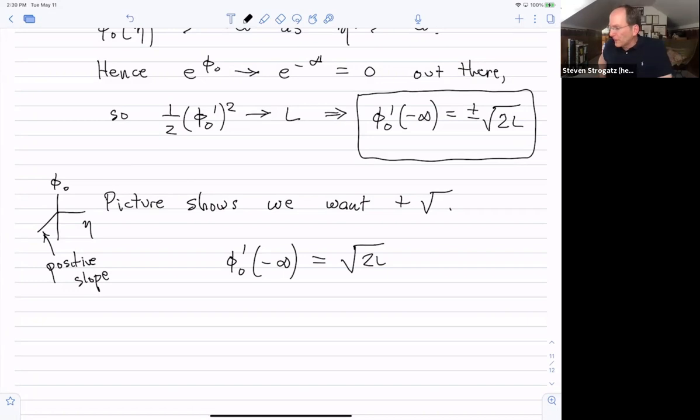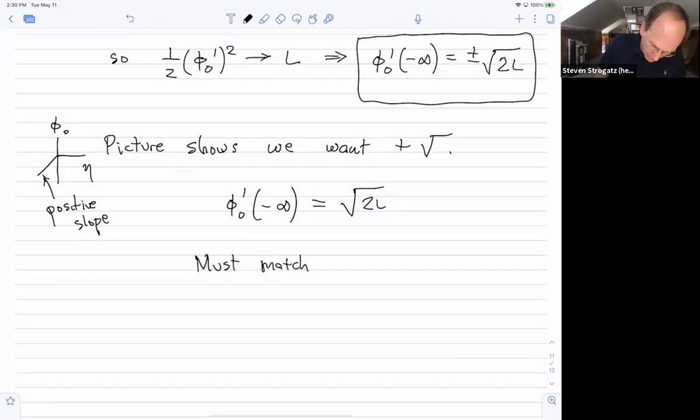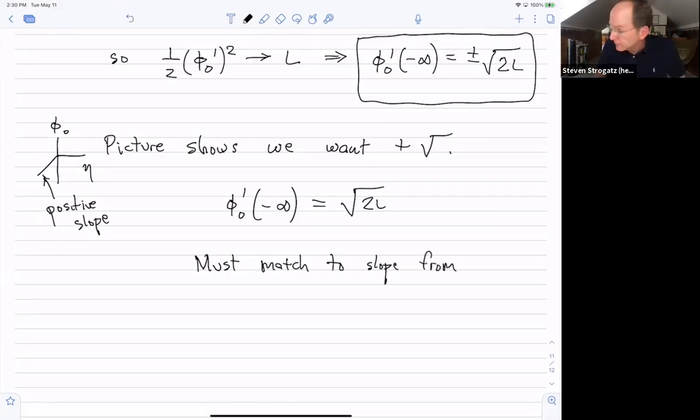Now, what does that do for me? Well, that has to agree with what I'm getting coming from the outer solution. So what is the story with the outer solution? I mean, this must match to the slope from the outer solution, which the relevant slope is theta sub s. Actually, theta zero, we're only at lowest order. We only need the lowest order outer solution.